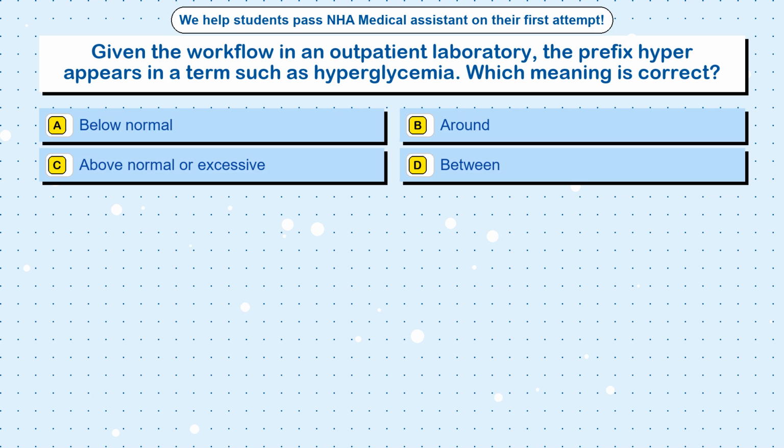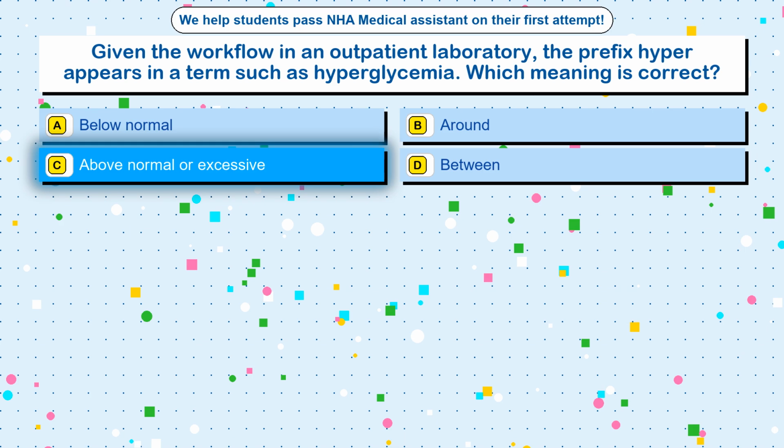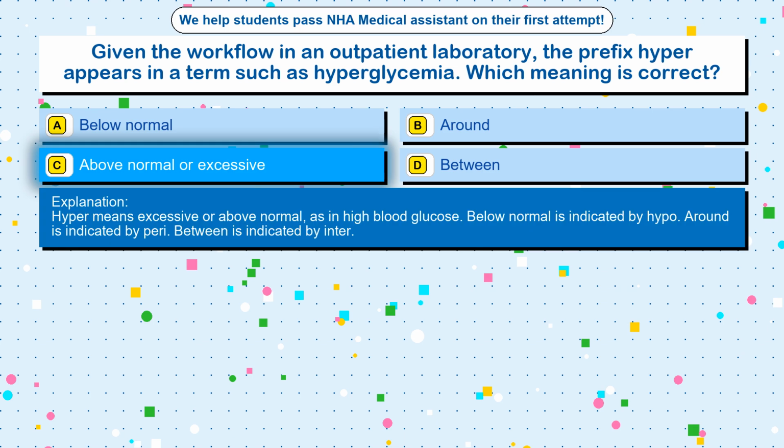Option C, above normal or excessive. Option D, between. The correct answer is option C, above normal or excessive. Hyper means excessive or above normal, as in high blood glucose. Below normal is indicated by hypo. Around is indicated by peri. Between is indicated by inter.